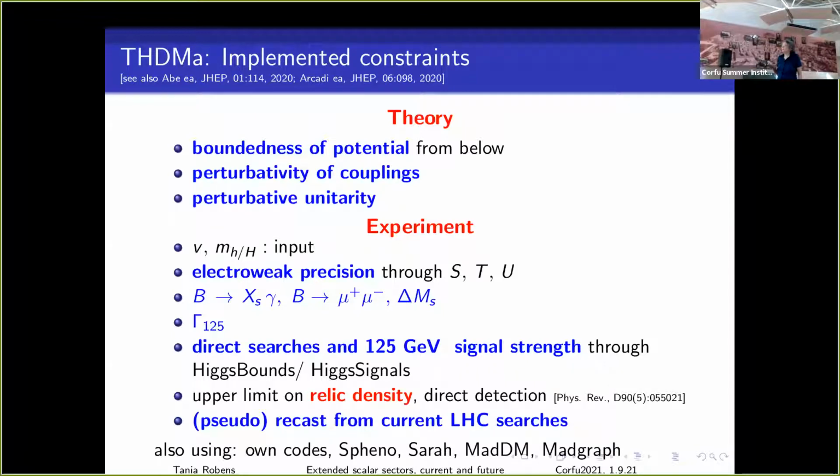Again, the bounds are similar to what I discussed before. What is important now is that you also get bounds from B physics, of course, and, like in the IDM, from dark matter constraints, so relic density and direct detection. I did a small pseudo-recast of current LHC searches, and these are the codes which I used in addition to the ones I already mentioned in the introduction.